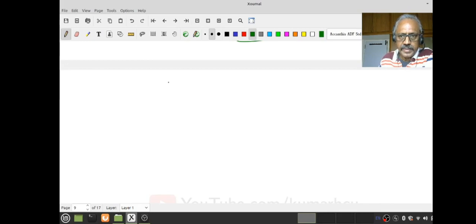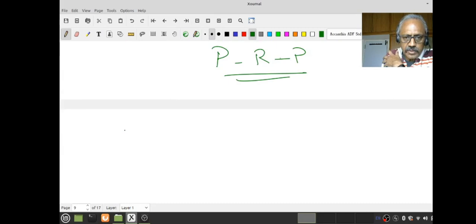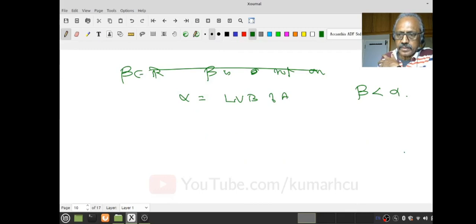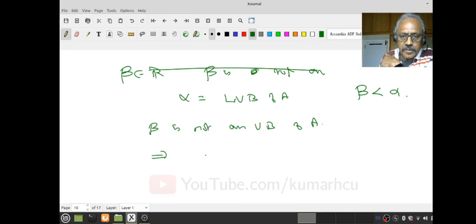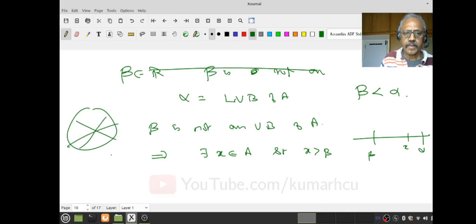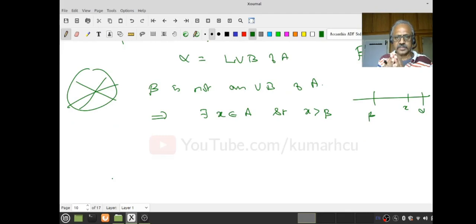But before going on, I should do this. Suppose alpha is a LUB of A and beta is a number less than alpha, then what do I know? Among all upper bounds, alpha is the least. Since beta is less than that, beta is not an upper bound. When beta is not an upper bound of A, what does it mean? That means there exists X in A, this is my picture, alpha, this is beta, there exists an X which is strictly greater than beta. This is very important. When you give me the hypothesis that some real number is the LUB of a set, how do I exploit that fact? This is the only way.